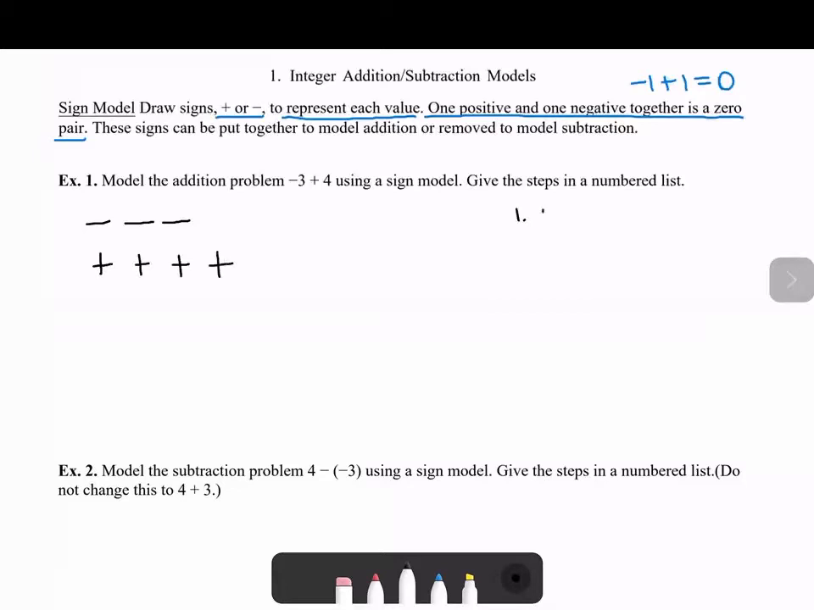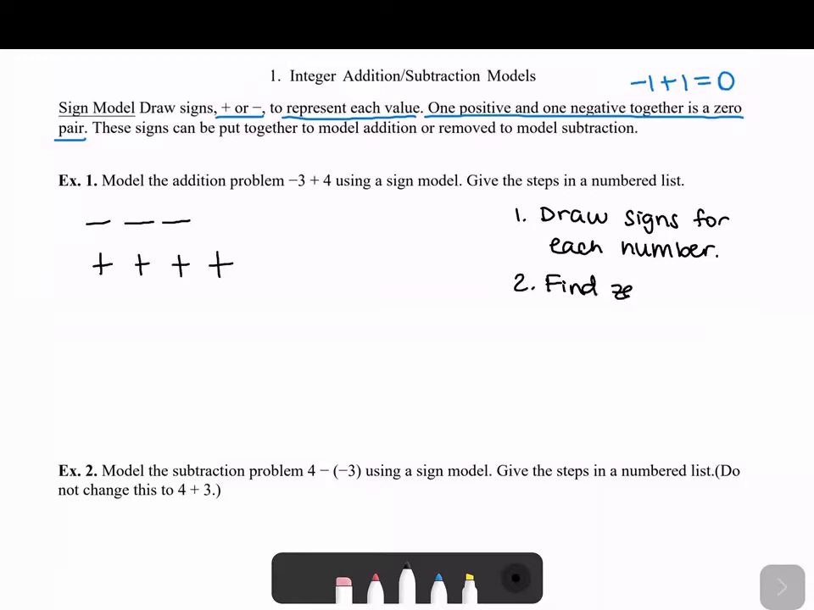So the first thing we do is we draw the signs for each number. Then we're going to do a regrouping, where we're going to find zero pairs, because we know that each time we have a positive and a negative, they can cancel out. So we have 1 zero pair, 2 zero pairs, and then 3 zero pairs here.